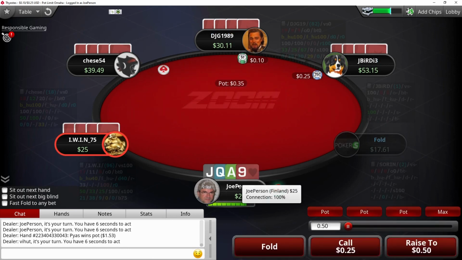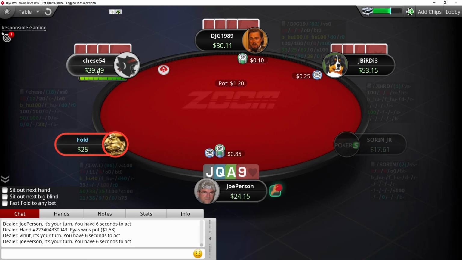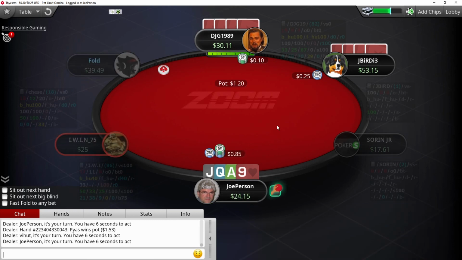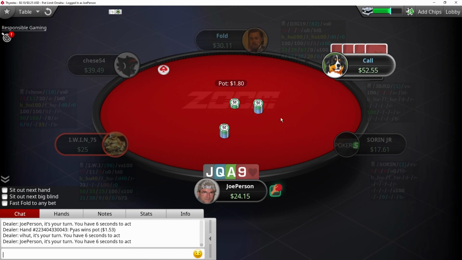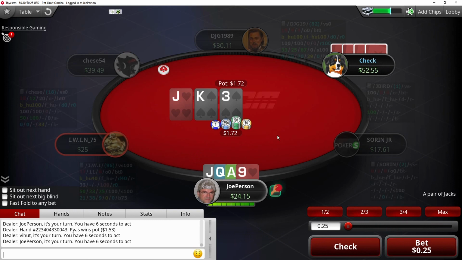Now, rainbow ace, queen, jack, 9, quite close. From the cutoff I would open, and now the cutoff is a tight player. Button seems to be tighter. So they're going to fold more than average players. So we can open from the middle position slightly more than we normally would.